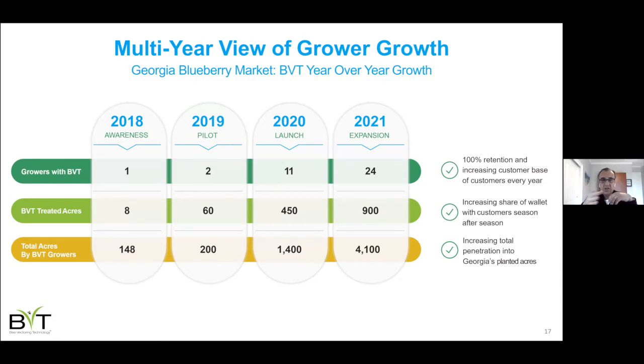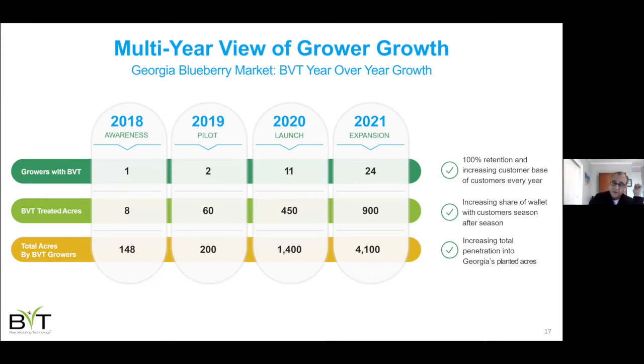And in Georgia, we've now reached the stage of expansion, right? So in 2021, the season has just started, and we've just installed something like 2,000 hives in Georgia last week. That journey, as we went from awareness to pilot to launch to expansion, went from 1 grower to 2 to 11 to 24 growers. The treated acres have gone from 8 all the way to 900, which we will be doing this year.